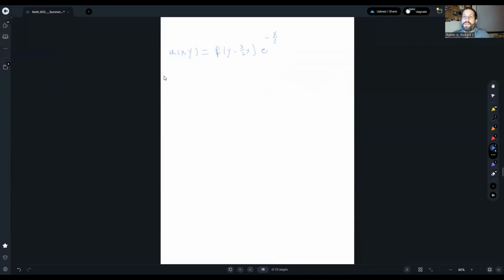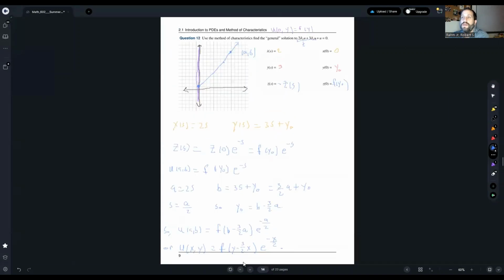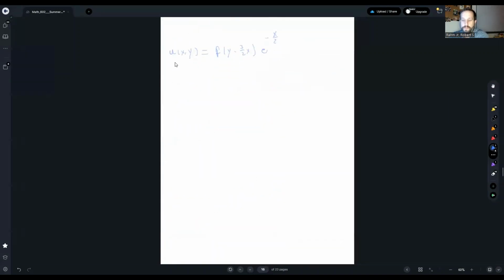Okay, so now what was the PDE? 2 times the partial derivative of u with respect to x. So if I do 2 times the partial derivative of f with respect to x, notice for the x derivative, I have to do the product rule. So the derivative of f with respect to x using the chain rule is minus 3/2 f prime of y minus 3/2 x, e to the minus x over 2.